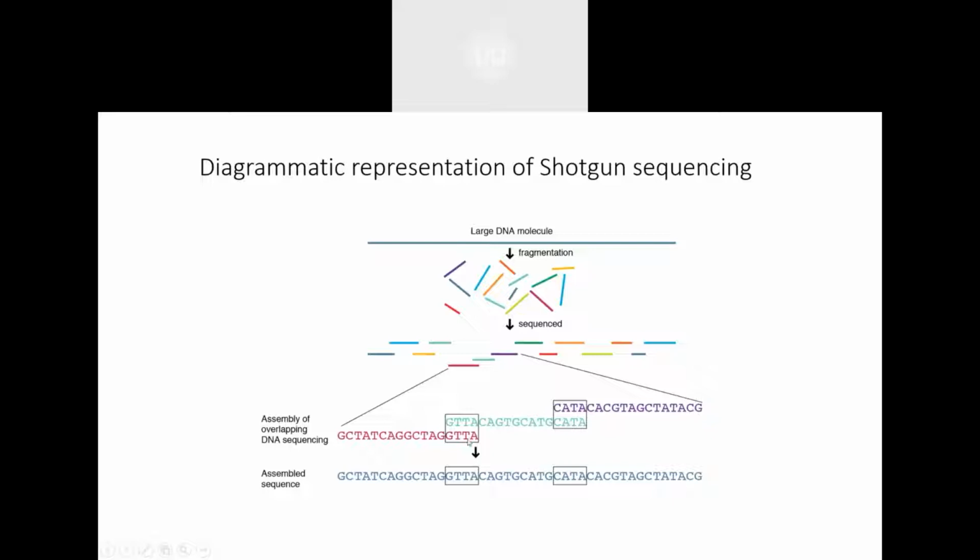And here we can see that the ends of these three sequences have some portions that are overlapping or common. Like with the pink and the blue portion, we have GTTA in common, and with the blue and the purple one, we have CATA in common. So matching these overlapping sequences, the entire sequence is assembled, and the last line shows the assembled sequence, which has all three fragments aligned together. This was just a representation of how shotgun sequencing is basically done.